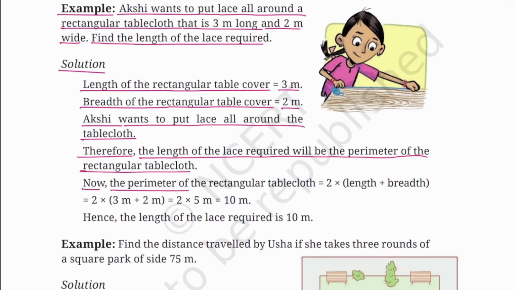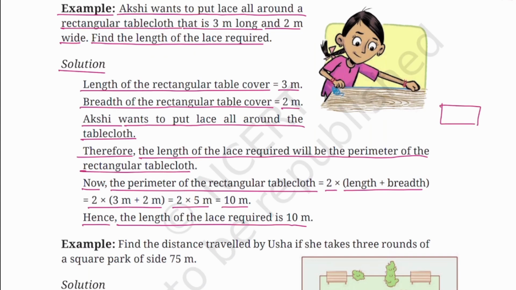Now, the perimeter of the rectangular tablecloth is equal to 2 into (length plus width), which is equal to 2 into (3 plus 2), which is equal to 2 into 5, which is equal to 10 meter. Hence, the length of the lace required is 10 meter. You can do it like this. This is 3 meter. This is 2 meter. You know perimeter is equal to 2 into (L plus B). 2 into (3 plus 2). 2 into 5, that is 10 meter.